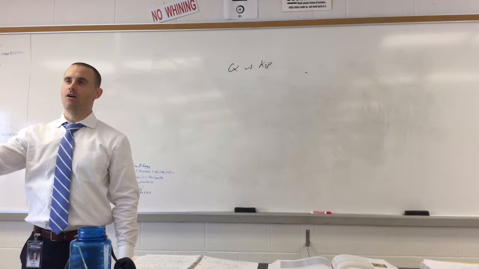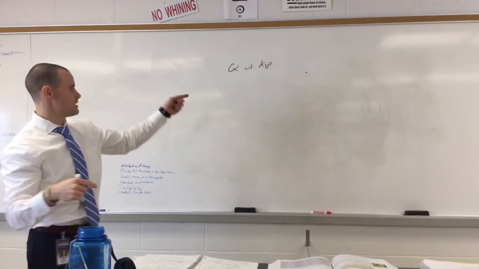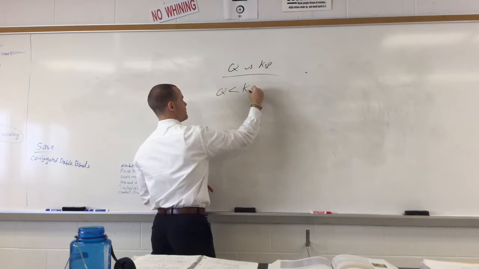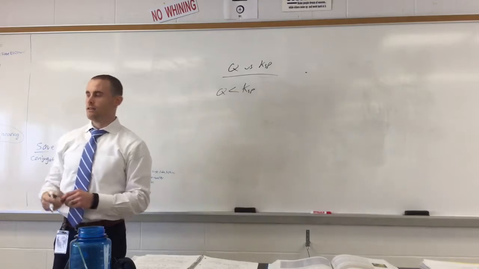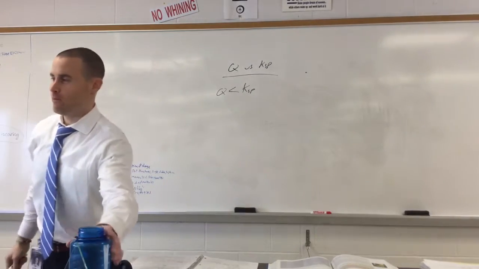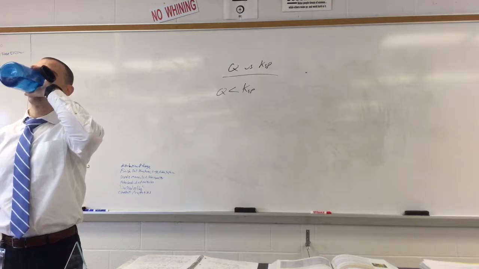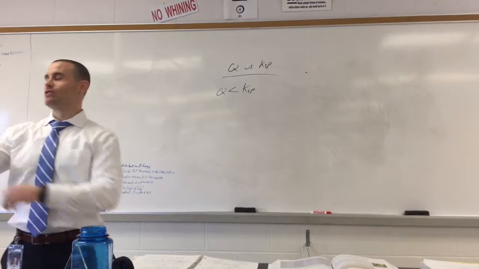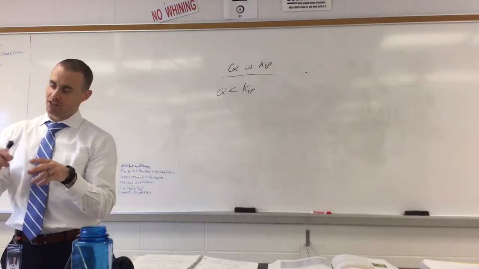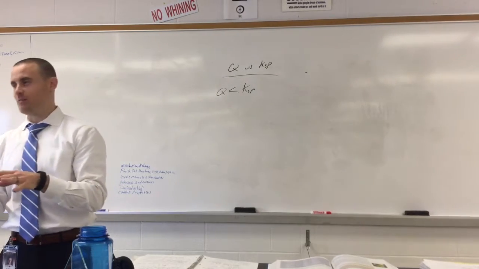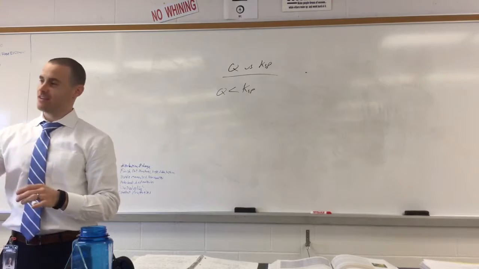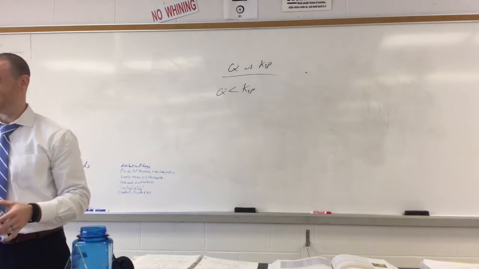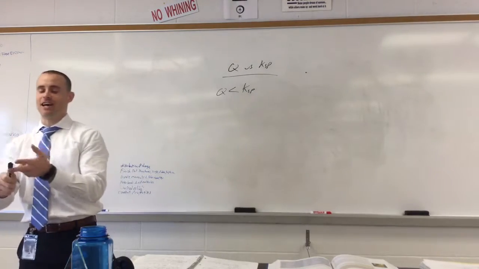So now, what does that have to do with this? Well, KSP has to do with solutions. So if Q is less than KSP, we have three types of solutions. There's three types of solutions. I'll give you a hint: put just a little bit of solute, put just the right amount, or put too much. Supersaturated, saturated, and unsaturated. So unsaturated, saturated, supersaturated.